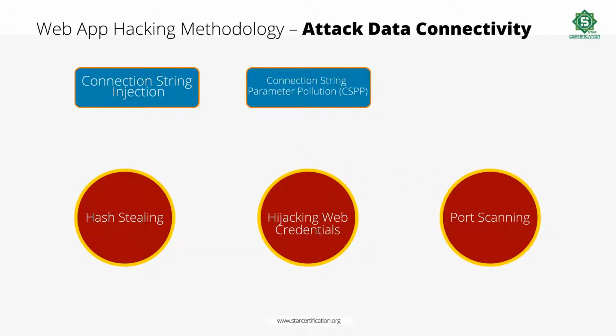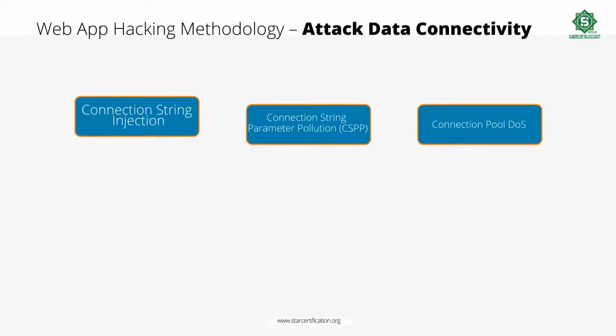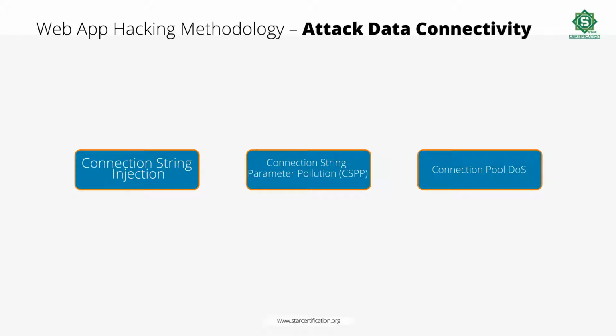Hijacking web credentials: the attacker here connects to the database with the web application system account instead of a user's credentials. Connection pool DoS: the attacker understands the connection pooling settings of the application, constructs a large malicious SQL query, and runs multiple queries simultaneously to consume all the connections in the connection pool, making the database queries for legitimate users fail.